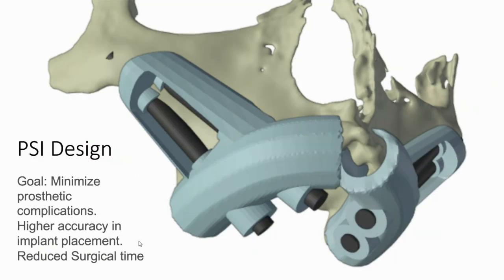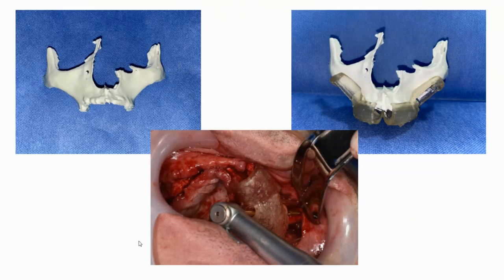So our idea was to digitally perform the surgery, place all the zygomatic implants where we want them to be placed, and then design an instrument whose goal will be to minimize the prosthetic complications and also increase the accuracy in the implant placement, and at the end reduce the surgical time, help the surgery, make this easier, more simple and accurate.